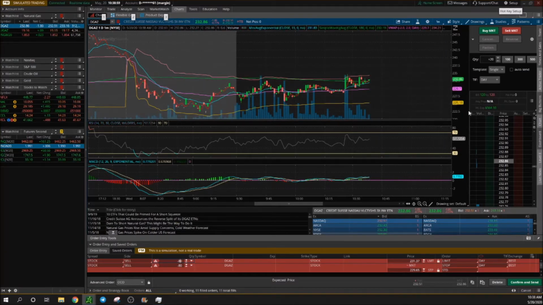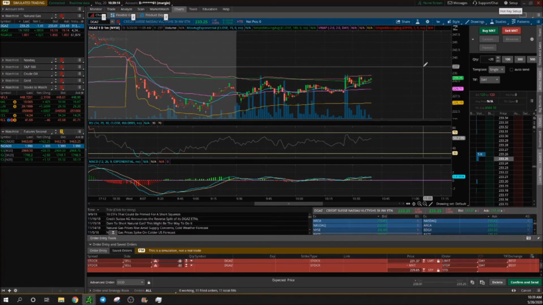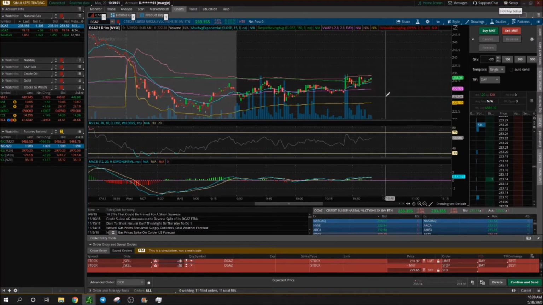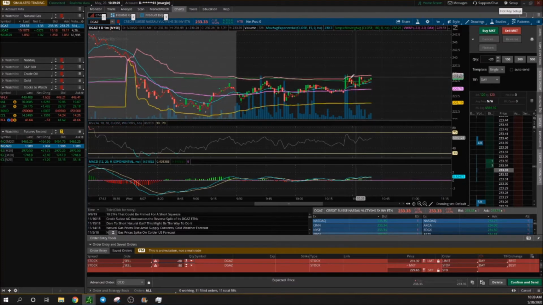So if I have 100 shares and I bought at, let's just say $230, just to make the math easy, you take 100 shares times $230. That gives me the total amount of money that I have in. So 100 times $230 is $23,000. I have $23,000 in my trade at this point, and let's say my daily goal is $500.